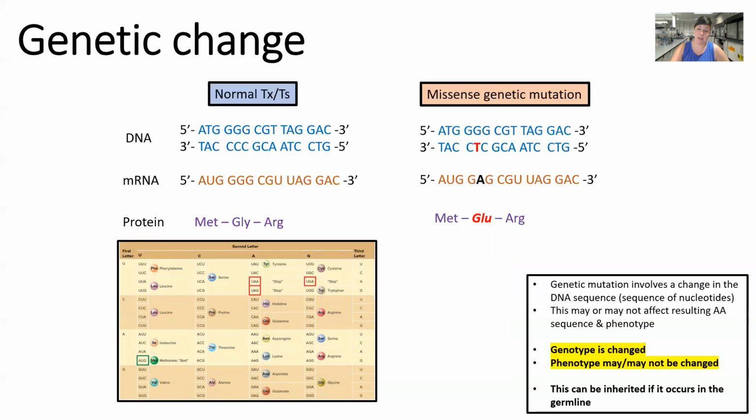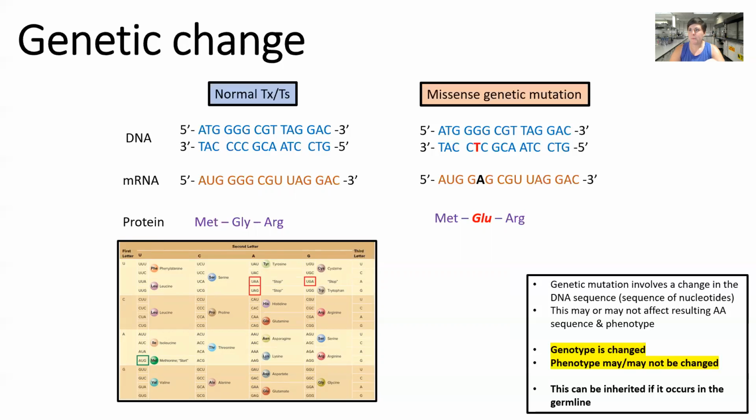If glycine was acidic and glutamate was basic, then probably the resulting protein would change and you would see a change in phenotype. So whether there is a change in phenotype depends a lot on what amino acids are changed and how this affects the protein structure. But regardless, you are definitely seeing a change in genotype.